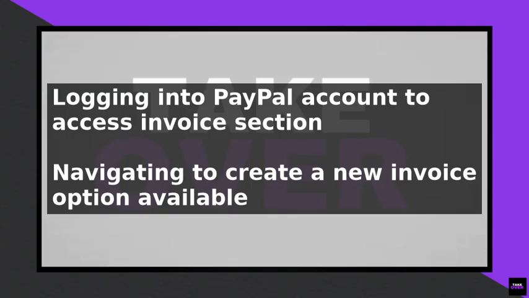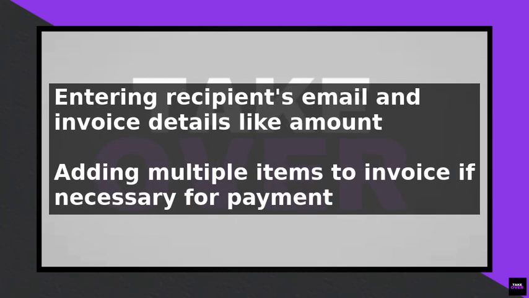Once you have filled in all the necessary information, review the invoice to ensure everything is accurate. Next, click on the Send button to generate the invoice link. PayPal will then send the invoice to the recipient's email address, where they can click on the link to view and pay the invoice. As the sender, you can also copy and paste the invoice link into an email or messaging platform to send it to the recipient manually.